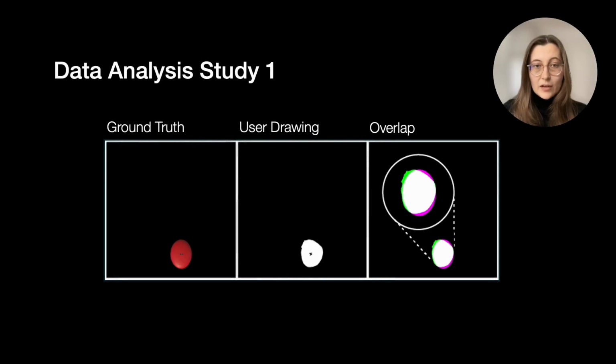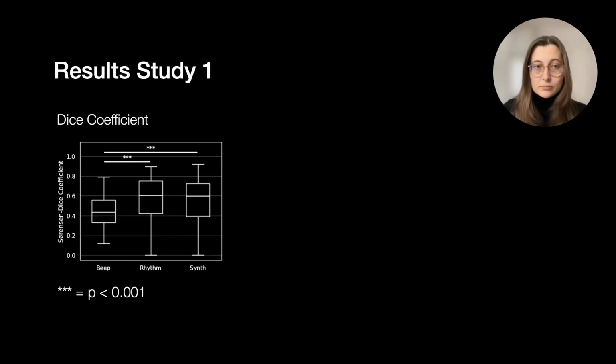To evaluate the accuracy of the sonifications, we computed the overlap of the ground truth and the drawn tumor shape. On the basis of this overlap, we calculated the Dice coefficient and area ratio. We further computed the Euclidean distance between the ground truth and the drawn seed location. Our results showed that the use of shape sonification leads to a significant increase in localization accuracy.